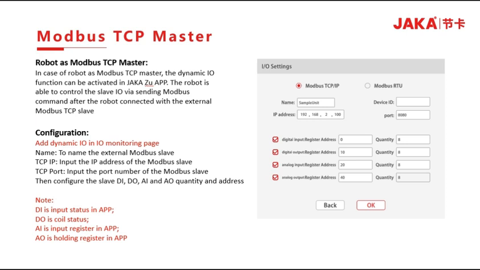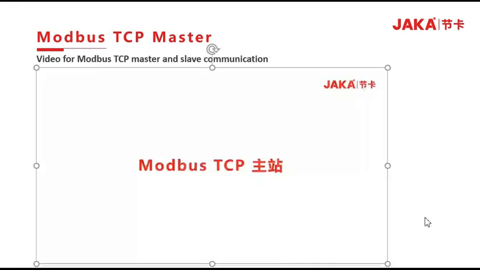Configuration: add dynamic I/O in the I/O monitoring page. We could input the dynamic I/O name, the IP address of the slave, and the port number of the Modbus slave. Then configure the I/O address and quantity of the slave. Note that in the app, DI is input status, DO is coil status, AI is input register, and AO is holding register. Now let's have a look at the communication test video for the Modbus TCP master and the Modbus slave software.